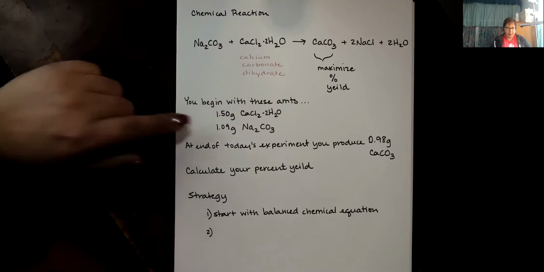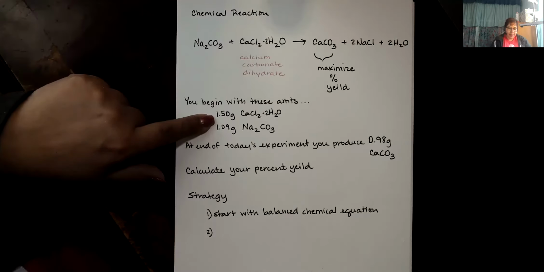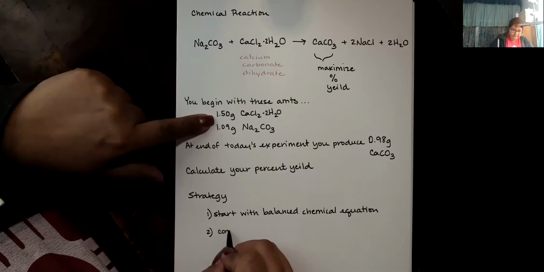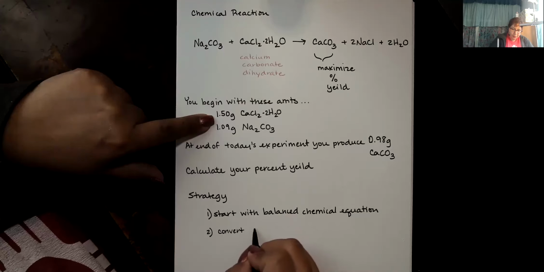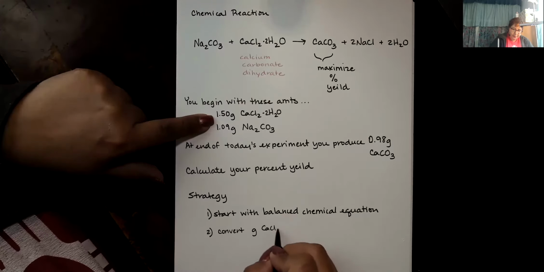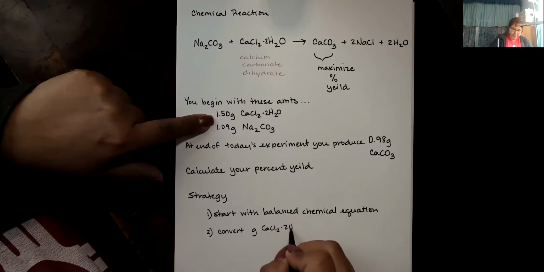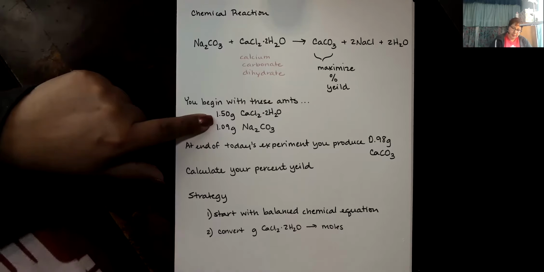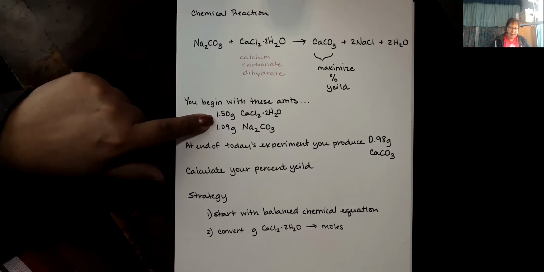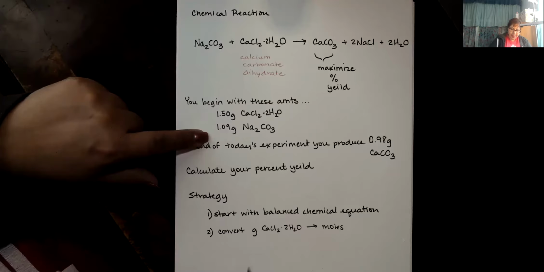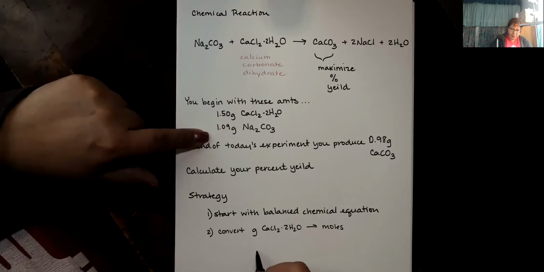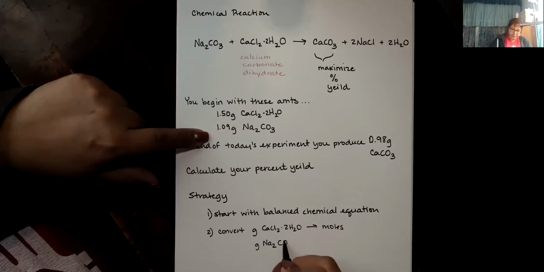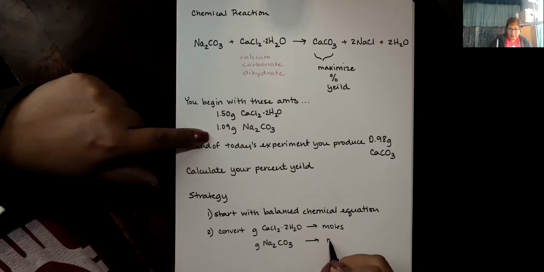For this calculation, I'm going to have to convert grams of calcium chloride dihydrate to moles. And then I'm going to have to do the same for the sodium carbonate. So grams of sodium carbonate, also convert that to moles.